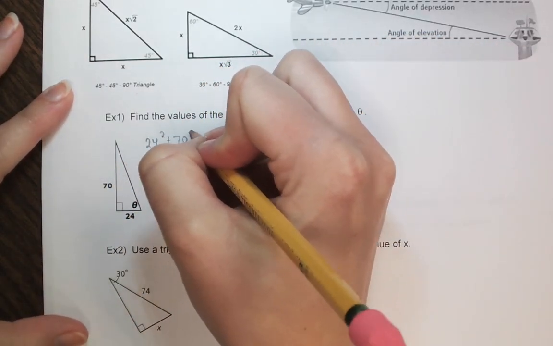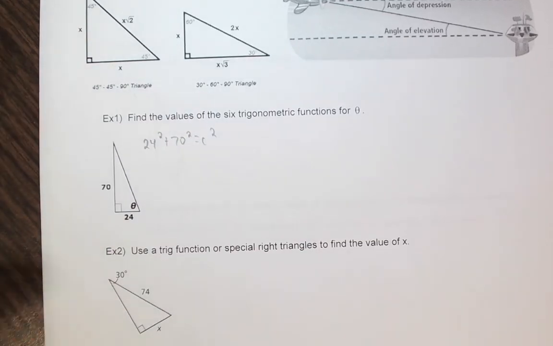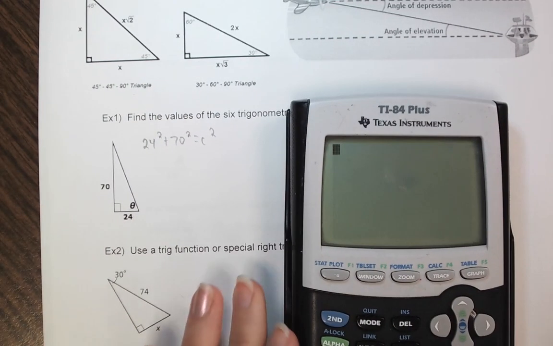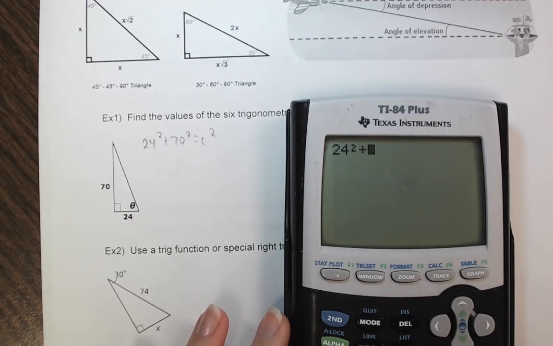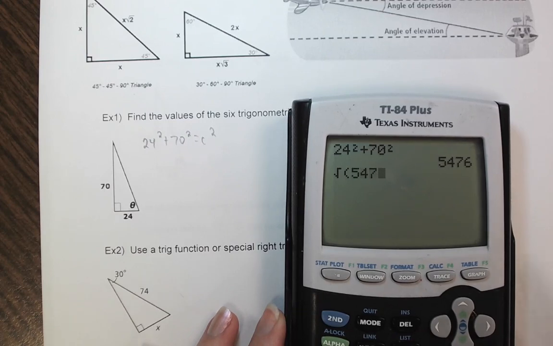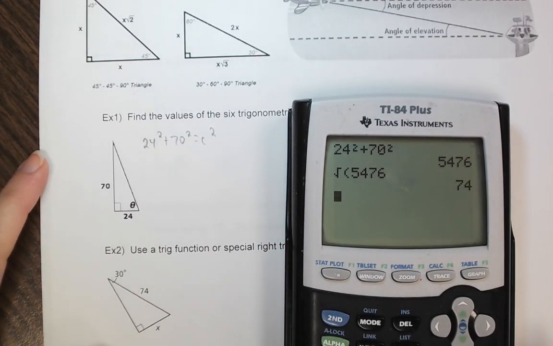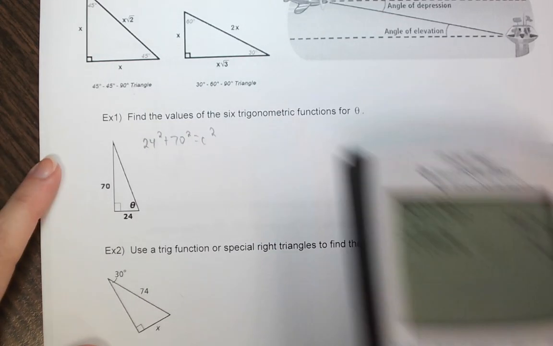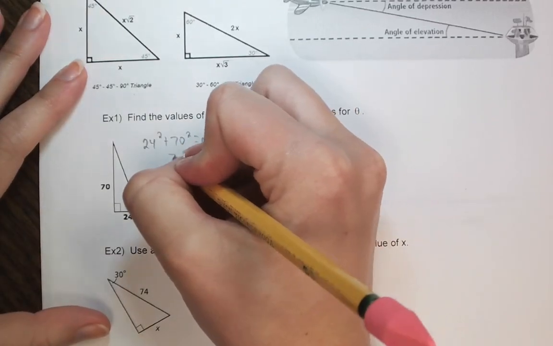a squared plus b squared equals c squared, and I got my calculator here. And then I'm going to take the square root of that. So it gives me 74. So 74 is what my C value would be.